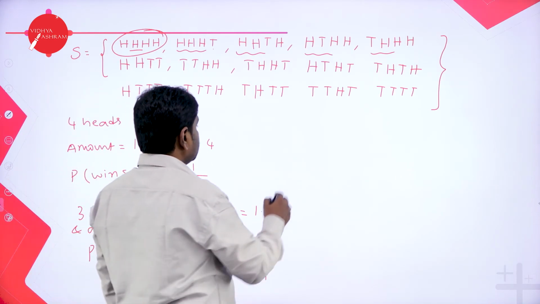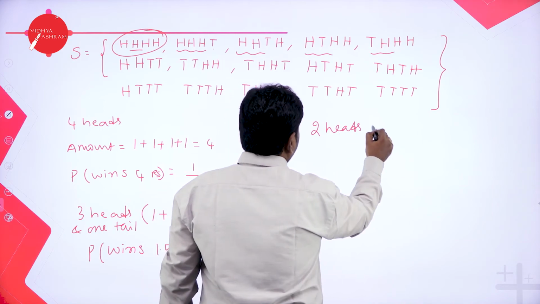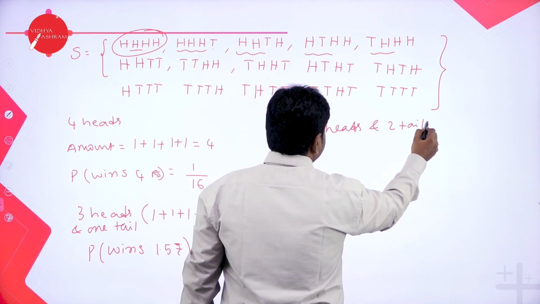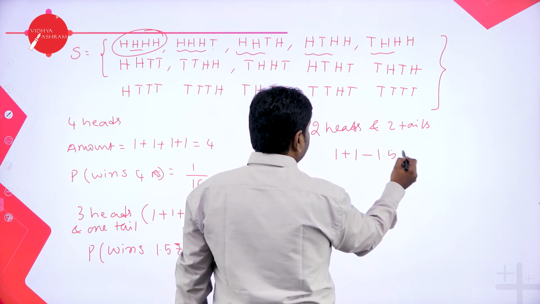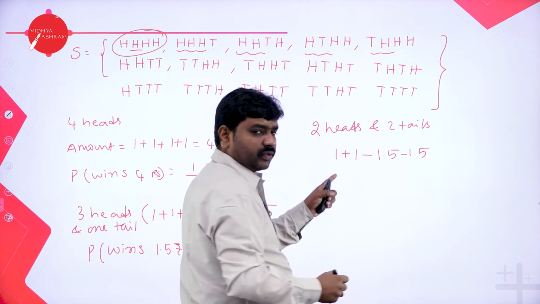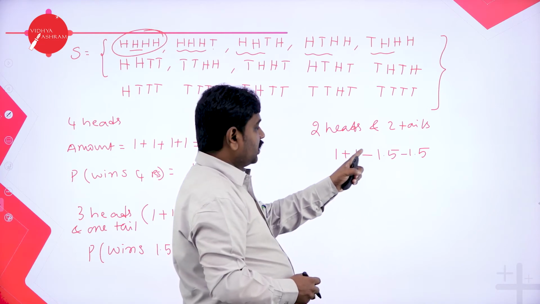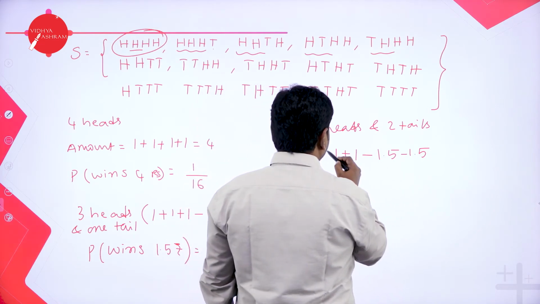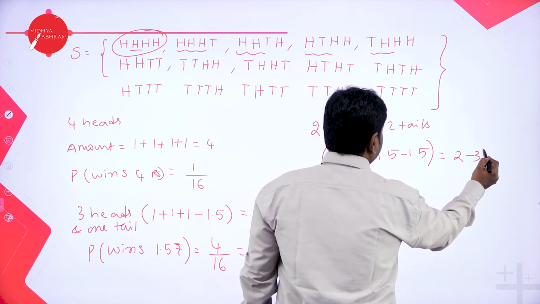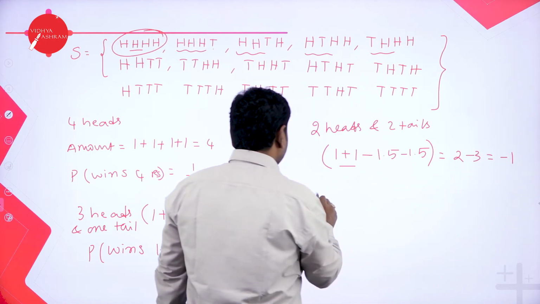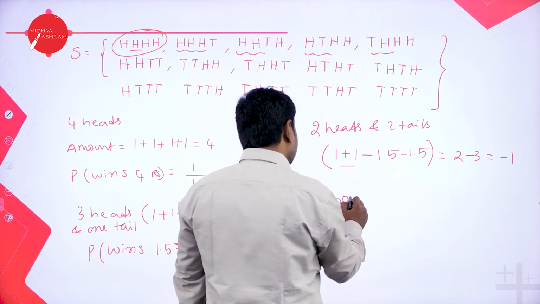And other cases: you may get 2 heads and 2 tails. 2 heads means you will get 2 rupees and you lose 1.5, 1.5. For 1 head you will get 1 rupee, another head 1 rupee, and 2 tails you will lose 1.5 each. That is 1 plus 1 is 2, minus 3. 2 minus 3 is minus 1. So minus 1 means the probability of losing 1 rupee.